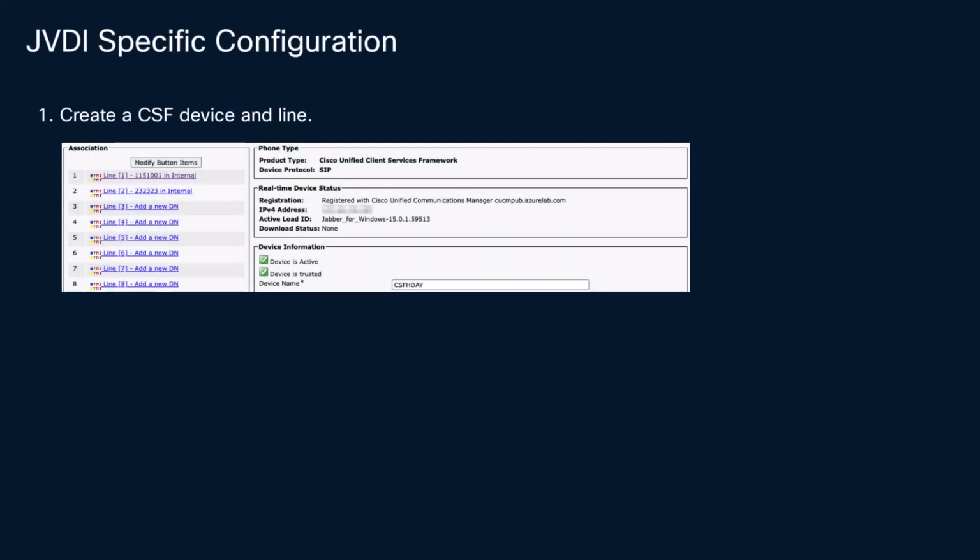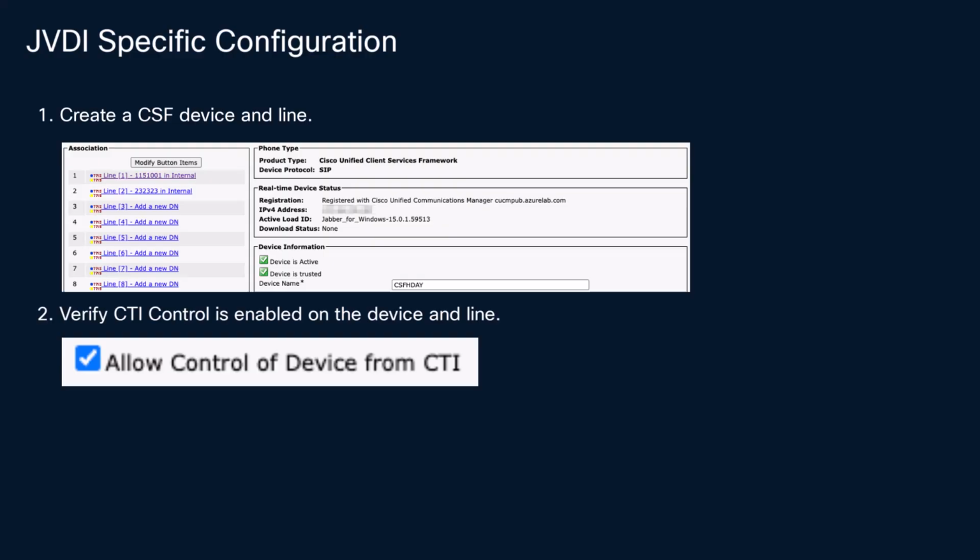The JVDI UC configuration is very similar to standard Jabber, with the addition of a few steps that are essential for JVDI to operate. We start the configuration by verifying that every JVDI user has a valid CSF device with a line configured. Next, verify that both the CSF device and line have Allow Control of Device from CTI enabled. Note, this should be enabled by default.